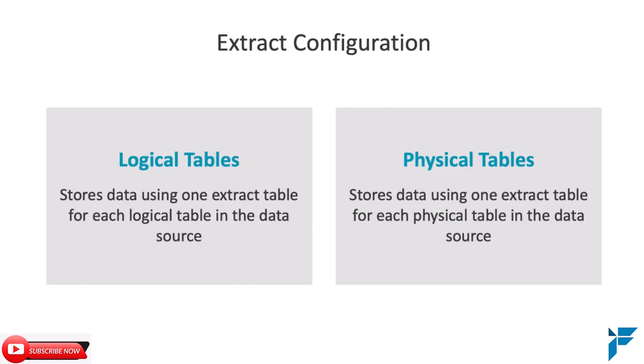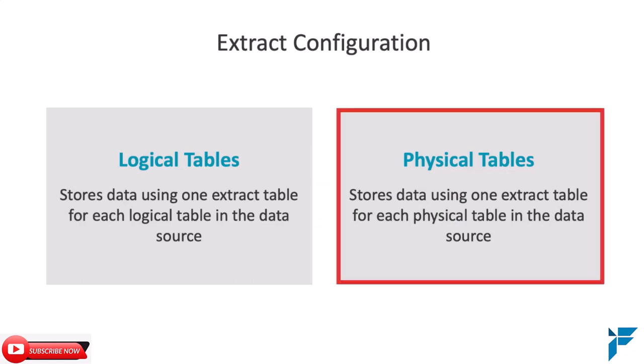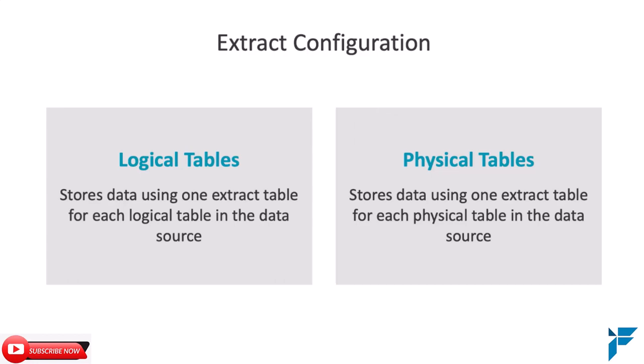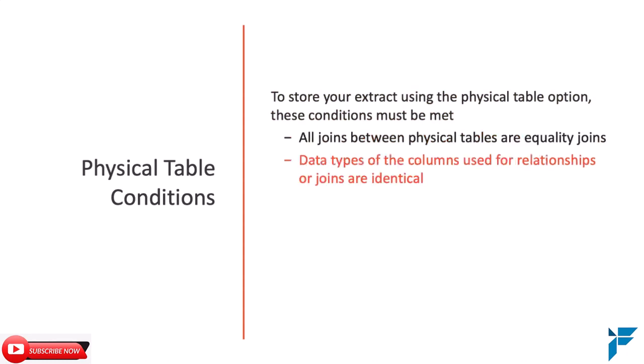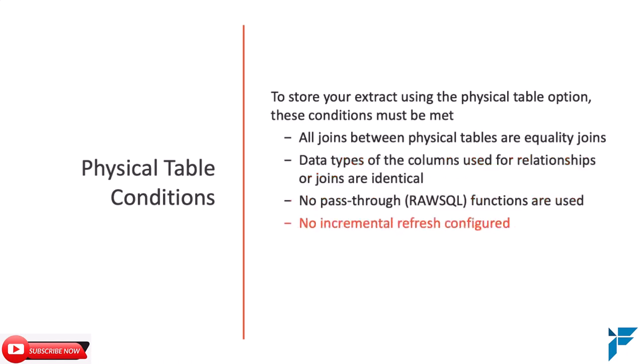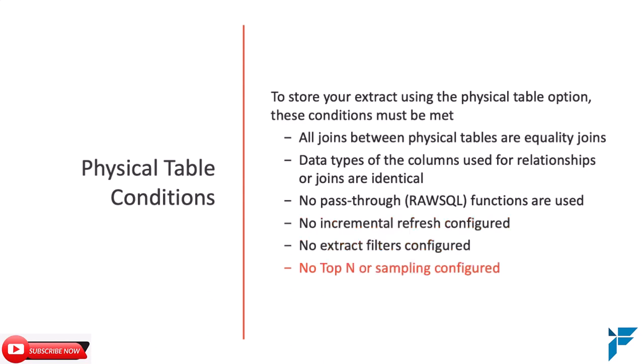On the other hand, physical table stores data using one extract table for each physical table in your data source. This option can improve performance and help reduce the extract size. To store your extract using the physical table option, these conditions must be met. All joins between physical tables are equality joins. Data types of the columns used for relationships or joins should be identical. No pass-through functions can be used. Physical tables also don't allow for incremental refreshes to be configured. And you cannot configure extract filters. There are no top-N or sampling configuration settings.